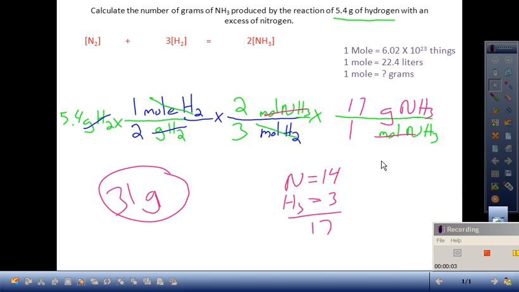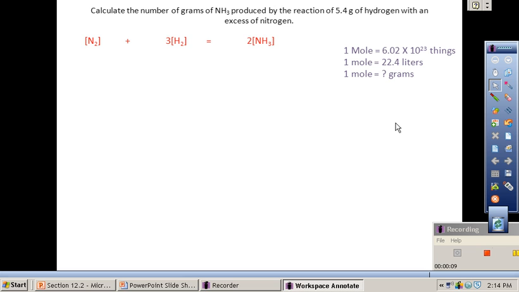Alright, so we just finished up this problem. This is part 2 of section 12.2. Let's clear that off. We'll do another problem just like that one.